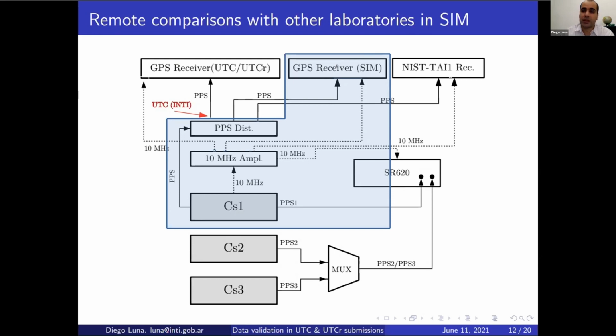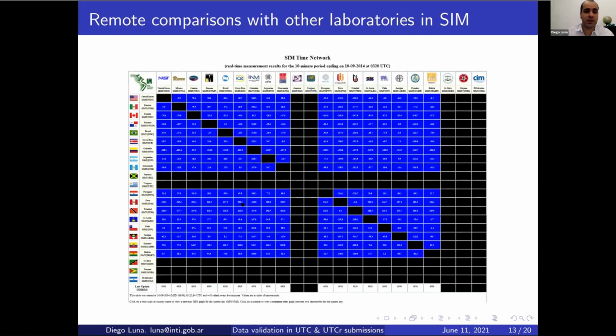SIM is the Inter-American Metrology System. We have a GPS receiver, which is associated to clock number 1, and we contribute to the time and frequency network in SIM. That is a real-time measurement system where we can control the time, we can see the time difference between our clock and the clock of any country in the SIM region in almost real time with only a 10-minute delay. It's a great tool for checking the behavior of our clock.